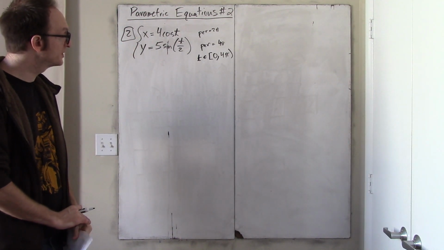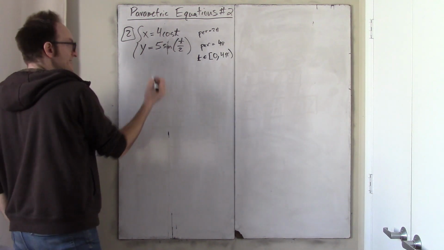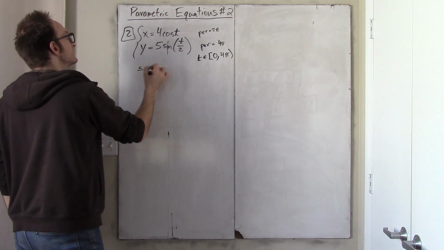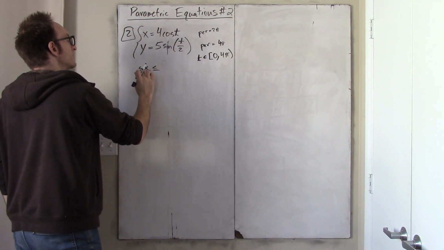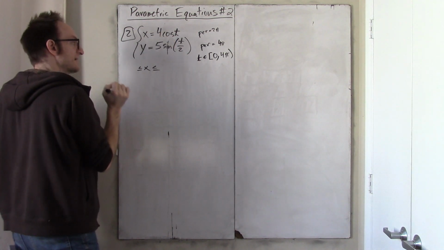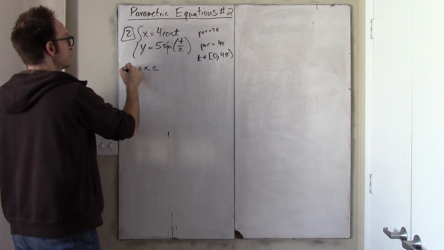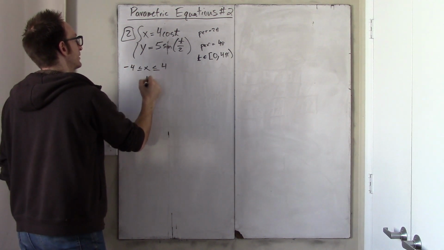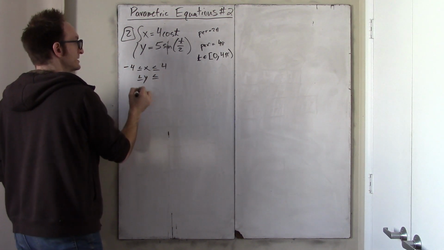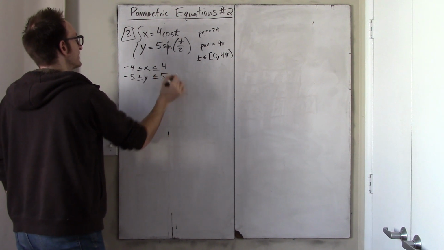Now I get some things which I think are obvious by now. I don't know if I want to go through the details, but x is 4 cosine, so the amplitude is 4. So the x-coordinate is always going to be between -4 and 4, and the y-coordinate is always going to be between -5 and 5. Okay, great.